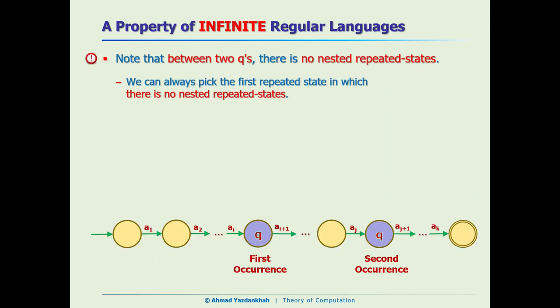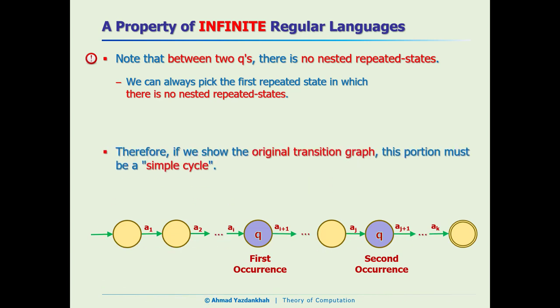And here I need to mention something. Even though this Q is the first repeated state, we need to assume that there is no nested repeated state here, for example, another state that is repeated more than once. If this is the case, then we don't consider this one. We consider the inner one as the first repeated state, because our goal is to have unique states between these two, for reasons that I will explain later. So this is an important thing.